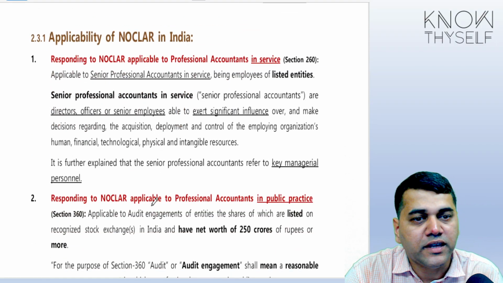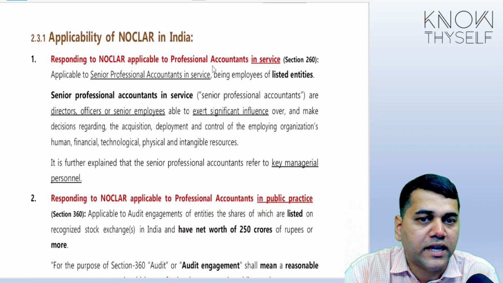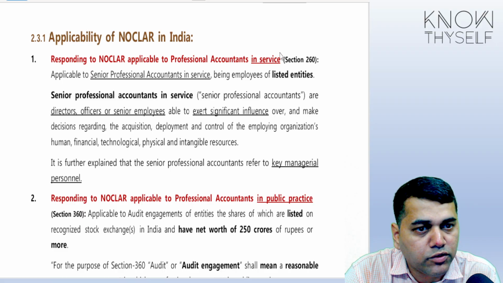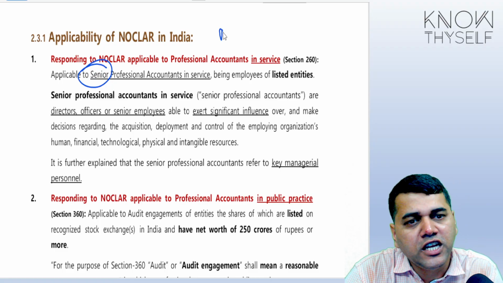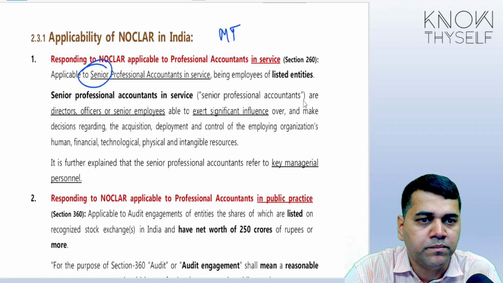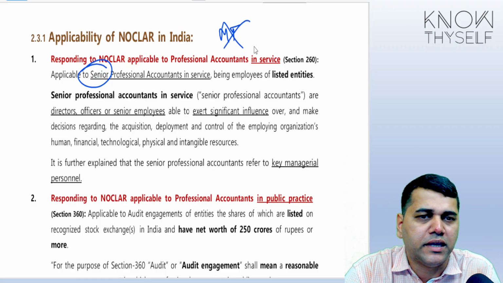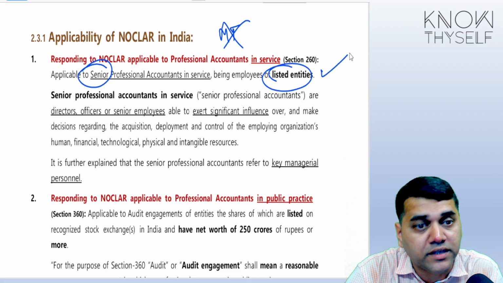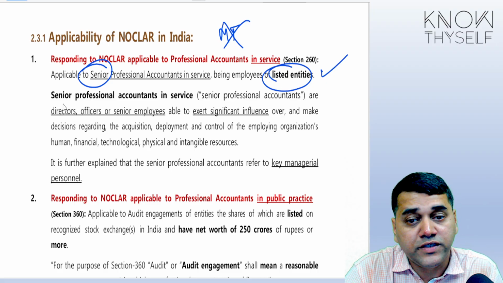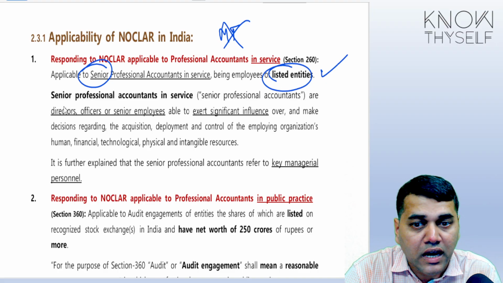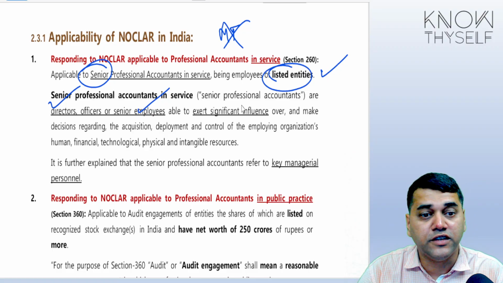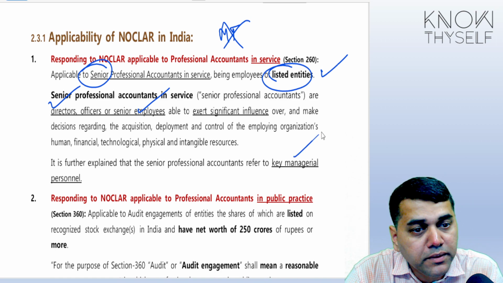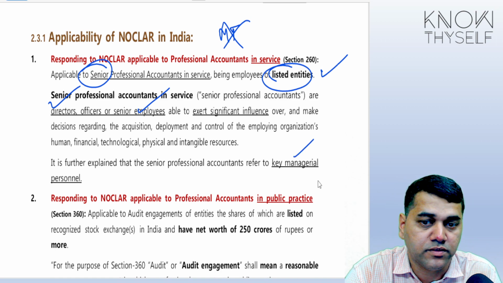Now, to whom is it applicable? Responding to NOCLAR is applicable to all professional accountants in service who are senior professionals. That means tomorrow when you join, generally as a management trainee in a listed company, it is not applicable to you. But for the CFO of a listed company, yes, it becomes applicable. Senior professional accountants in service are the directors and senior employees, because they are in a position to exert significant influence. People will listen to them, not to you. We can call them KMPs, key managerial persons.